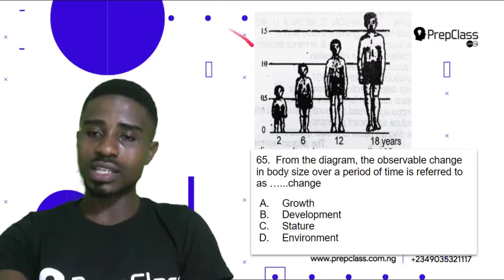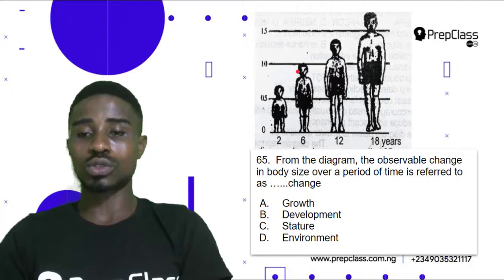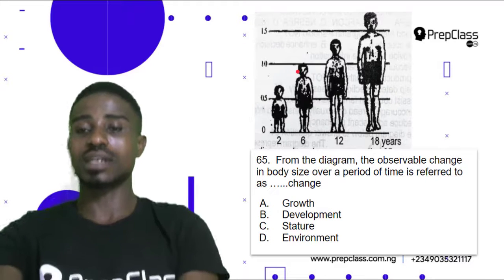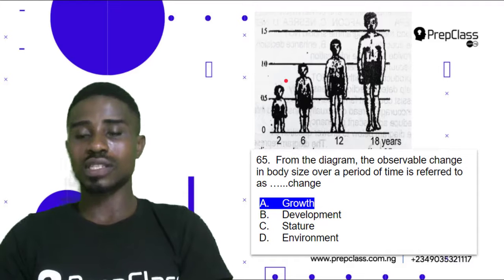If you look at it, you can see there's an increase in height as a result of age. So it is growth. Let's check out the correct answer. Option A, growth, is our correct answer.